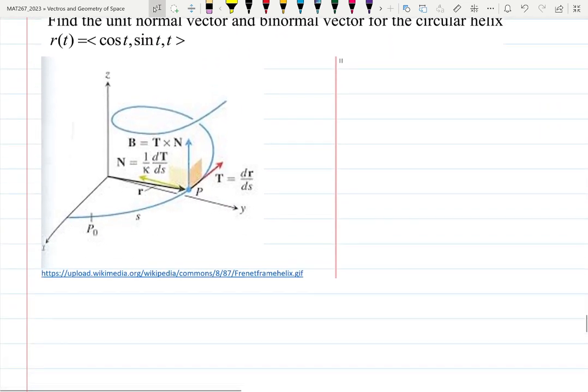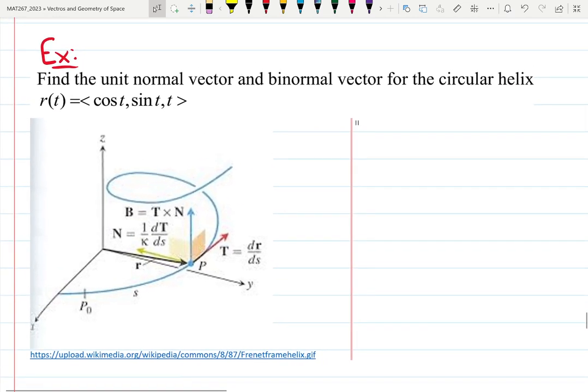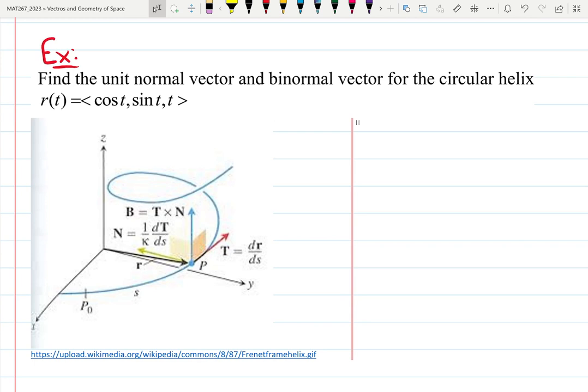Yes, let's do this example. Let's see if this is the one I want to do. Yes, this will help you with your homework. Example: find the unit normal vector and unit binormal vector for the circle. They usually skip saying find the unit tangent vector because you have to find it anyway to find the normal. But basically, find T and B.